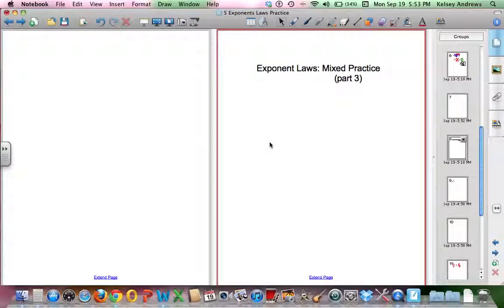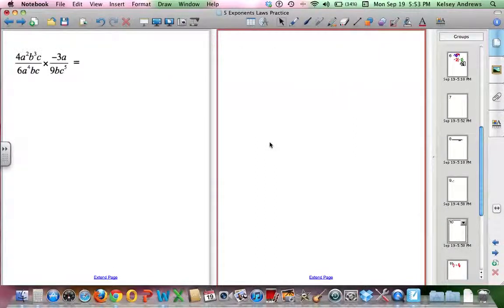Hi, it's Miss Andrews and Miss Conley again, and we have our last bit of our mixed review, part 3, our exponent laws. We have 2 problems to go over still.